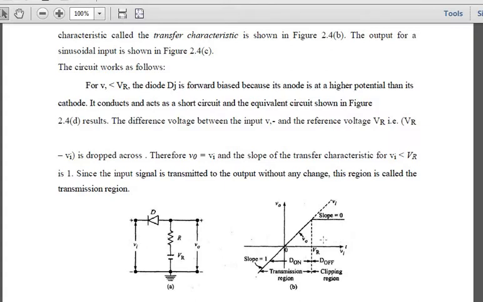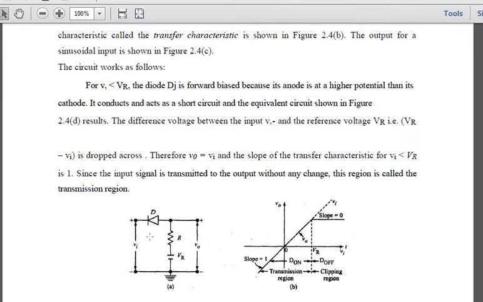Now let us see the condition where the input voltage Vi is less than the reference voltage, and how the circuit works. I am applying some voltage Vi at the input, and that Vi is less than the reference voltage, that is, the voltage present at the diode. So the diode is forward biased, because the anode is at a higher potential than the cathode, since Vi is smaller and VR is greater.